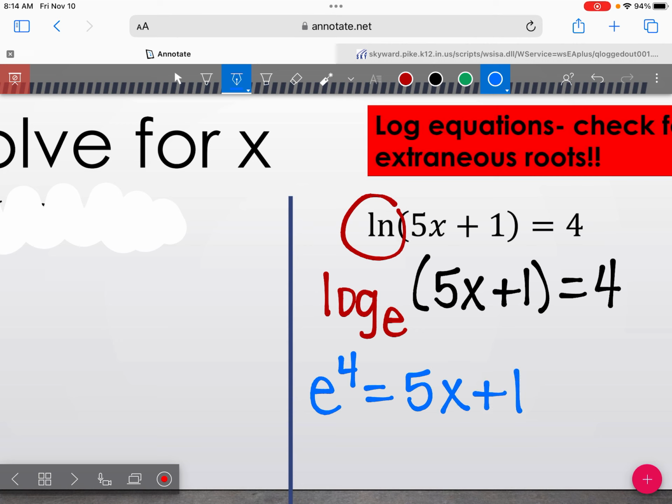So a natural log is a log with a base e. That's what it is. It's a log with a base e.